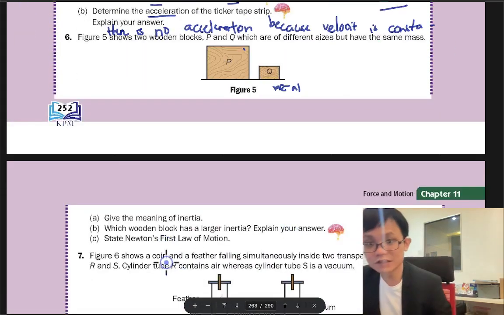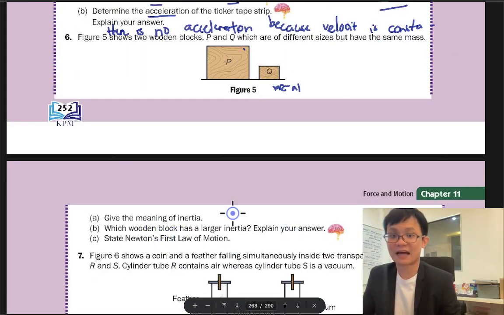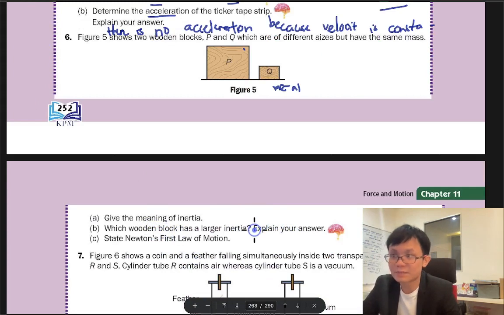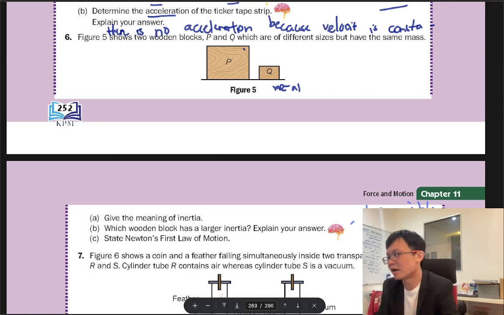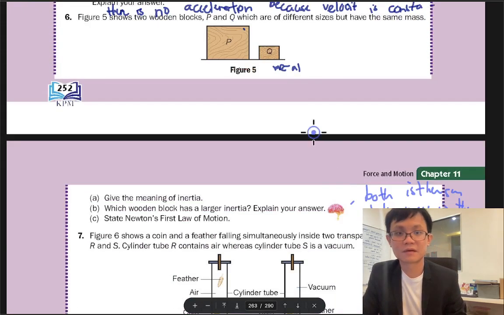Second question, which block has higher inertia? Explain your answer. So of course, I would say both are the same, because both masses are the same. Since it has the same mass, it has the same inertia.